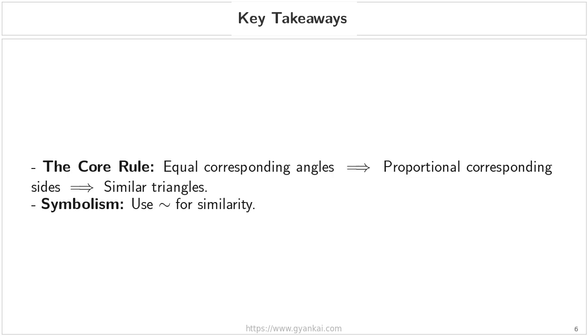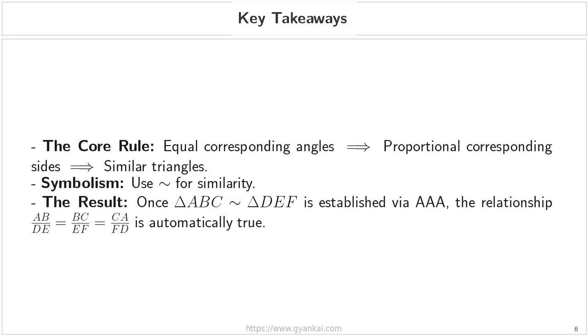Next, a quick reminder on notation. When you are writing your proofs or solving problems, always use the tilde symbol, which we pronounce as "is similar to," to denote similarity. This distinguishes it from the equals sign used for congruence, a distinction we touched upon in our discussion of common mistakes.